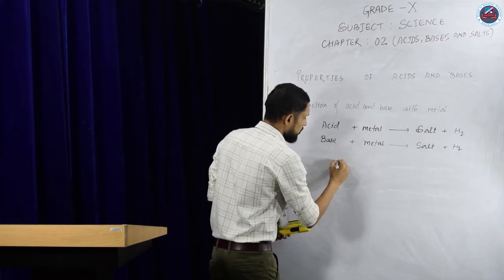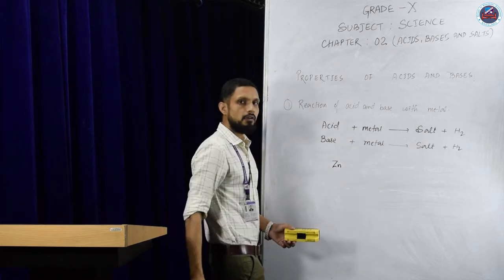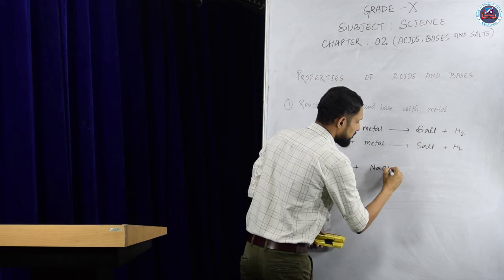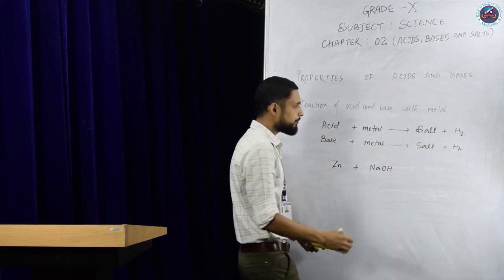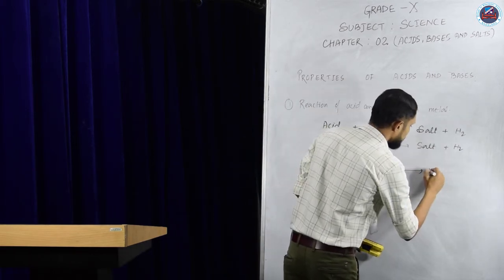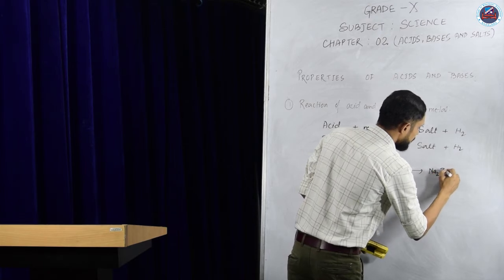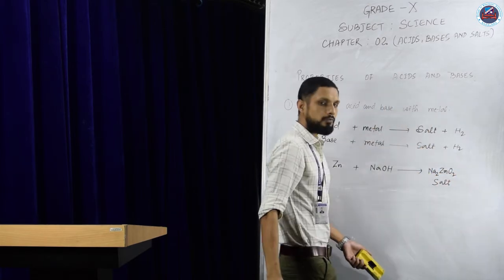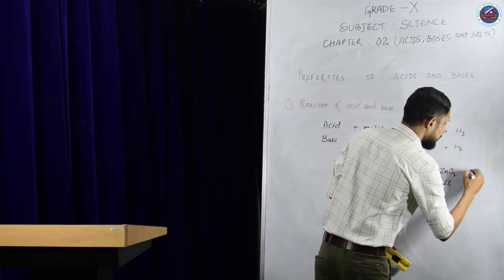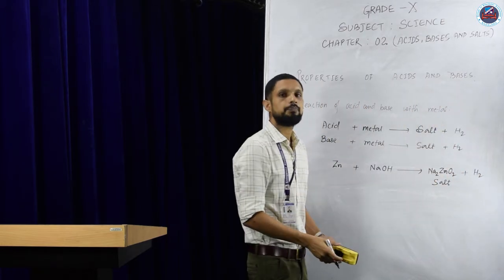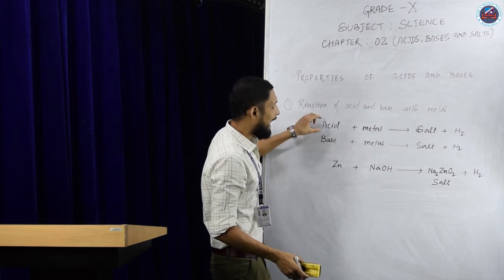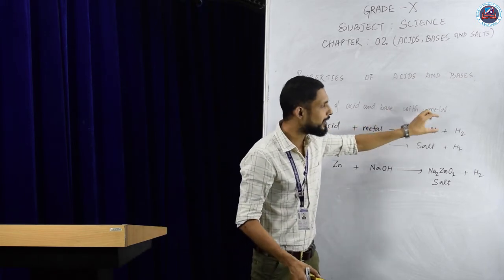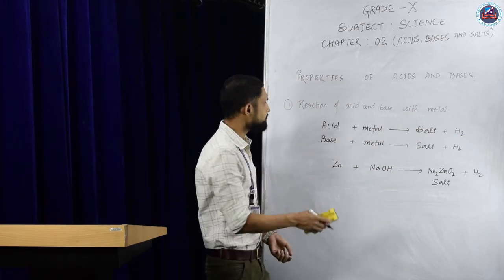Let us take zinc metal. Let it react with sodium hydroxide, which is a base. It will form Na2ZnO2. This is the salt formed. And in addition to this, you will get hydrogen gas. So every time an acid or a base reacts with metal, it forms salt and hydrogen gas.